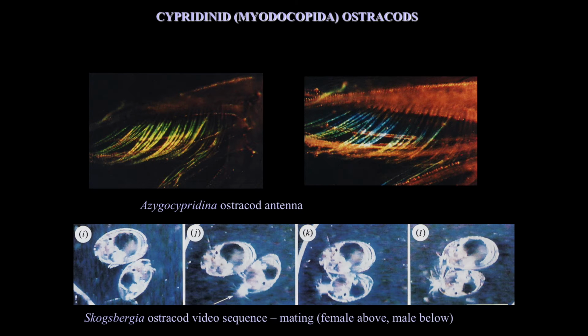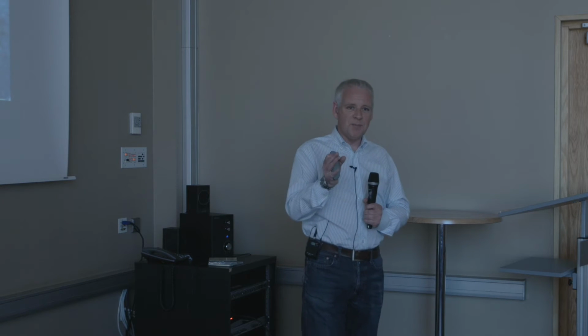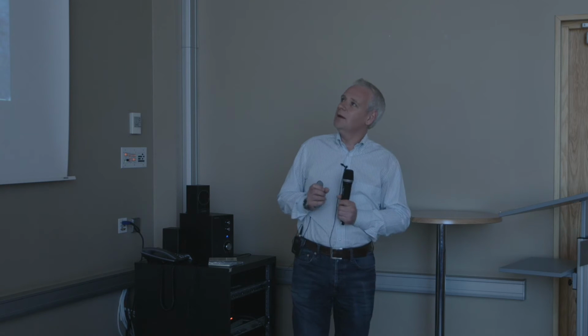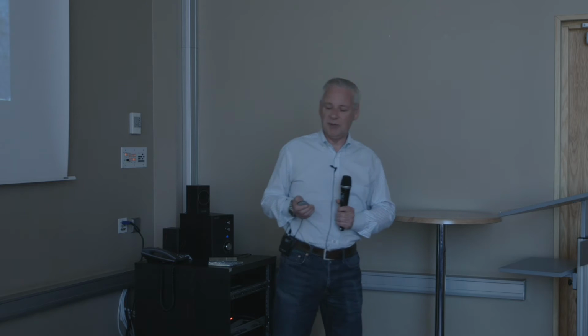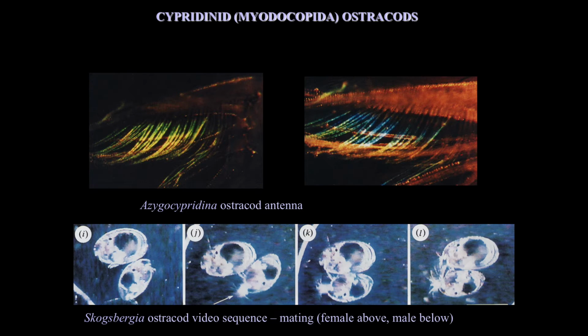These are the antennae of an ostracod crustacean, which is a tiny little animal. Typically, it's about the size of a tomato seed. It has a shrimp-like body that's totally enclosed within a bivalve shell. And these antennae are hidden within the shell, except during courtship, during mating. So I filmed these. At the bottom here, these are frames from a video recording of two seed shrimps mating.